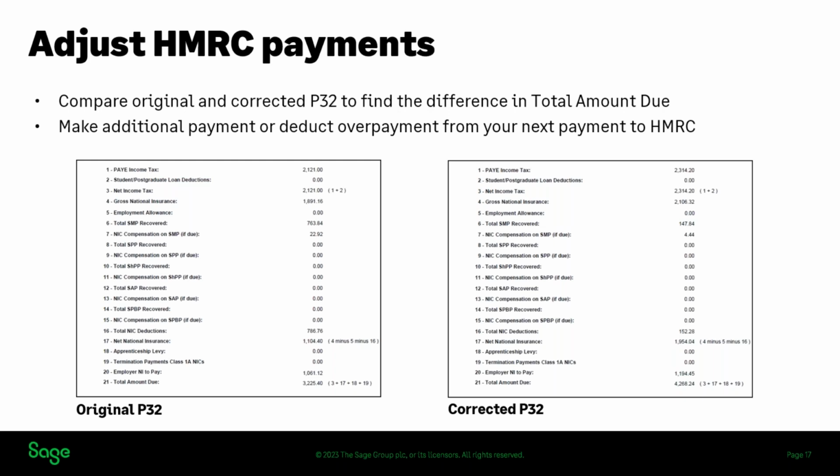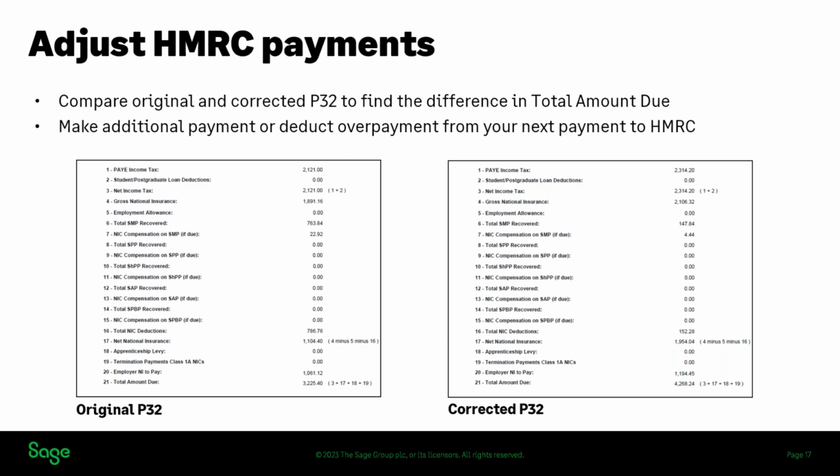For HMRC payments, you would check your original P32 report, which will show you what you originally paid to HMRC, and then the corrected P32 for the periods that you have reprocessed. You would compare the total amount due, and then you can make either additional payments if you owe HMRC some money, or you can deduct any overpayment from the next payment due. So if you do have additional or deductions to make from your HMRC payments, it might be worth checking with them as to exactly how they would like you to handle that. But it's comparing the original and corrected P32 report to find your differences.